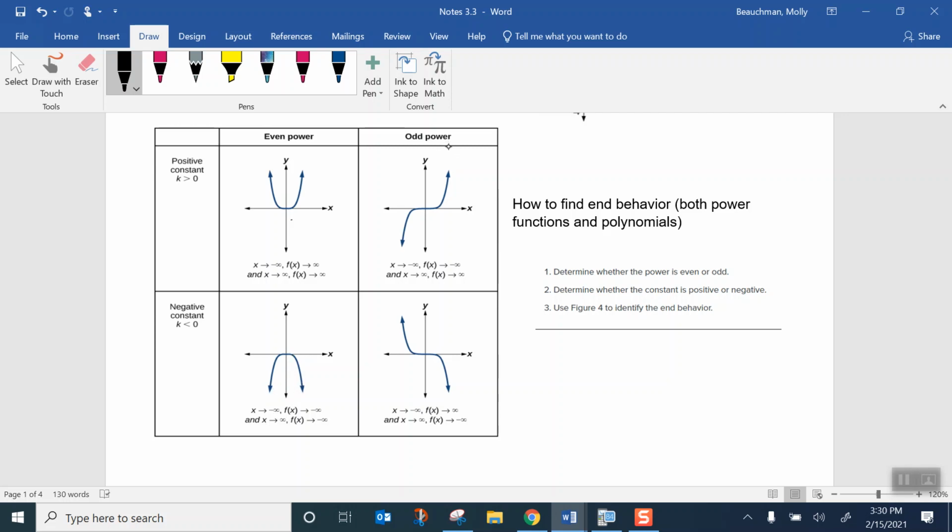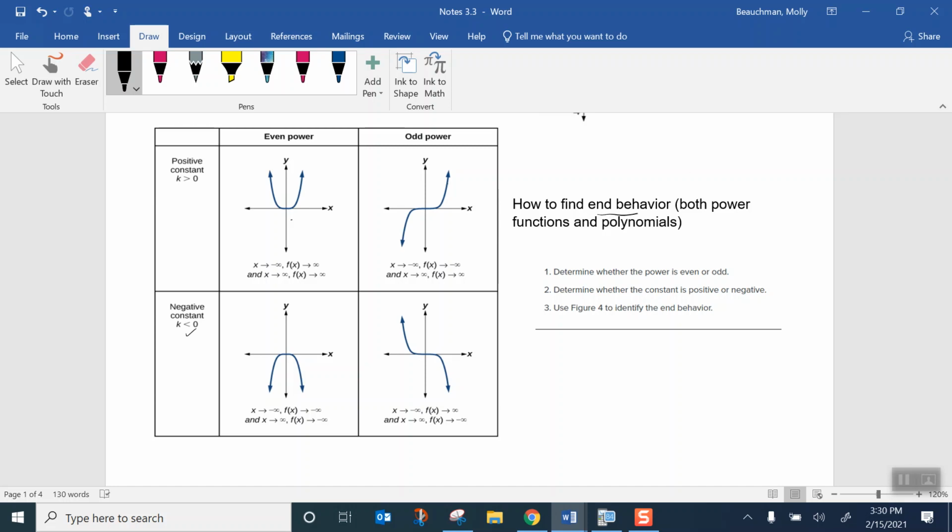Then for any odd power, as x approaches negative infinity, y approaches negative infinity. As x approaches positive infinity, y approaches positive infinity. But if the constant up front is negative, such as negative x cubed, negative x to the 5th, your graph again reflects over the x-axis, so it's going to be opposite. As x approaches negative infinity, y gets bigger. As x gets larger, y gets smaller. This is true for both power functions and polynomials.